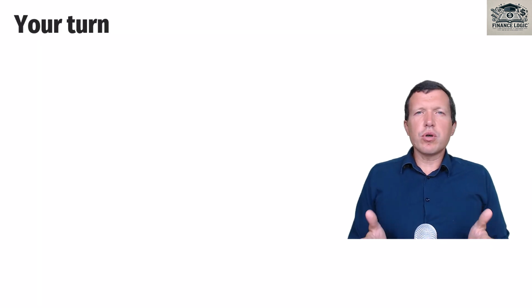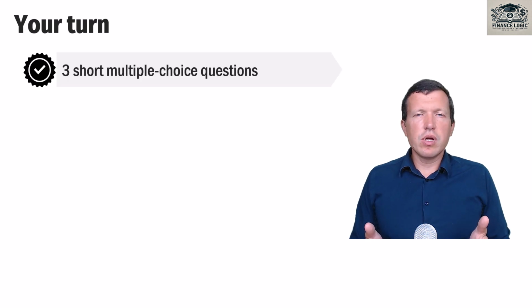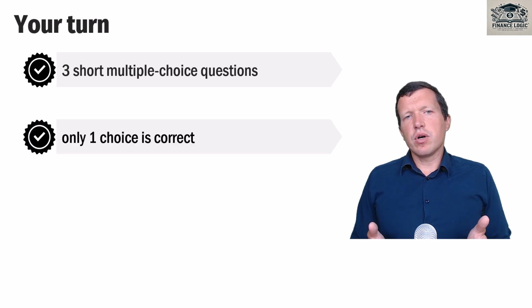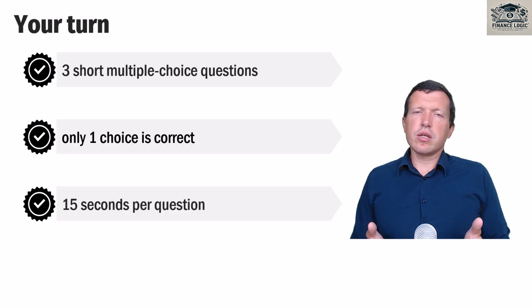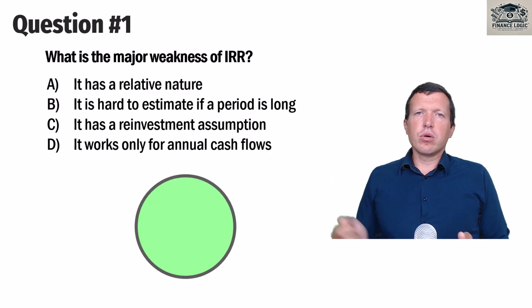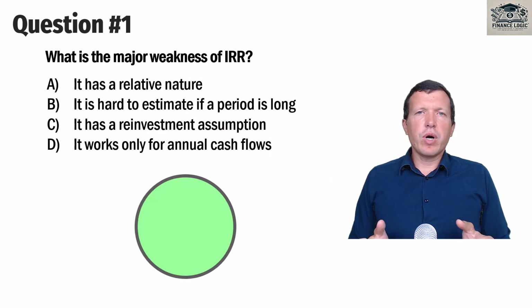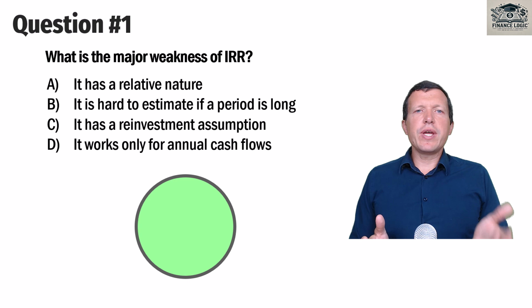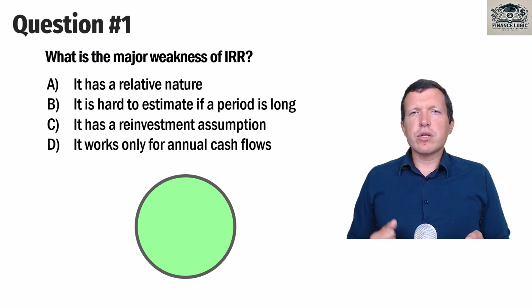So now it's your turn to show how you understood what I have told you, and you will have 3 short multiple choice questions. Only one choice is correct, and you will have 15 seconds per question, but you can always stop me if you need more time. So let's begin. Question number 1, very simple. What is the major weakness of IRR? Only one choice is correct.